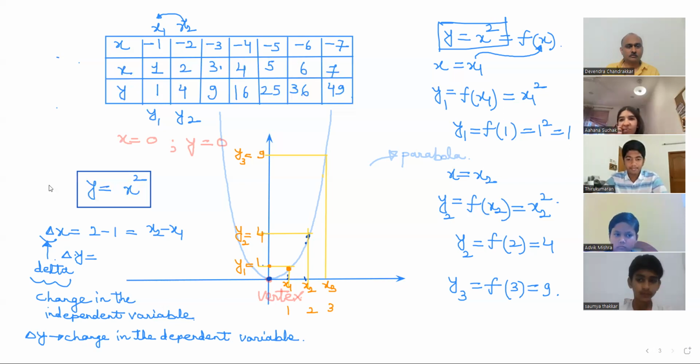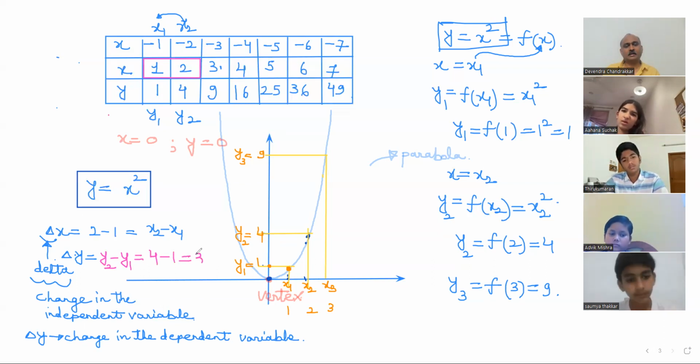Do you understand or not? What is the change in the corresponding values of y for this x2 and x1? This will be y2 minus y1. And what is that? 4 minus 1, that is 3. Right? So all of you please pay attention, it's very important.